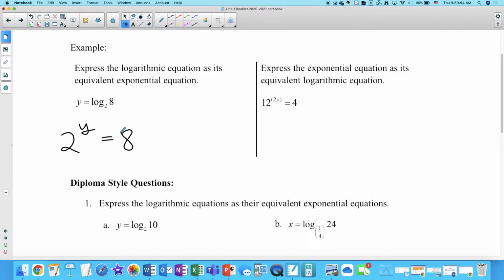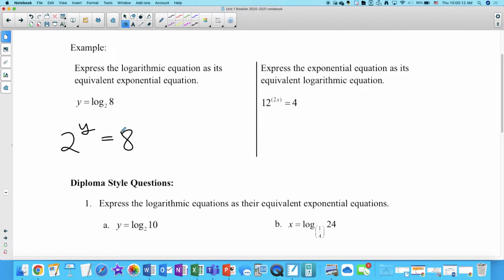Now is this something that you could evaluate? Could you tell me what y is? Yeah, what's y in this case? It's 3, right? Because 2 cubed equals 8. So some of these we can evaluate algebraically. Some of them we can't. We'll talk about that as we move through this unit as well.